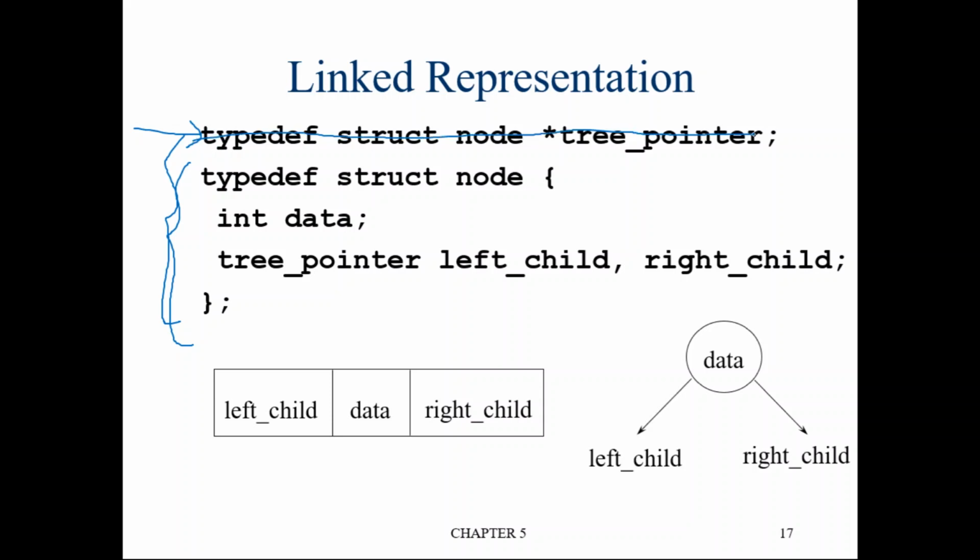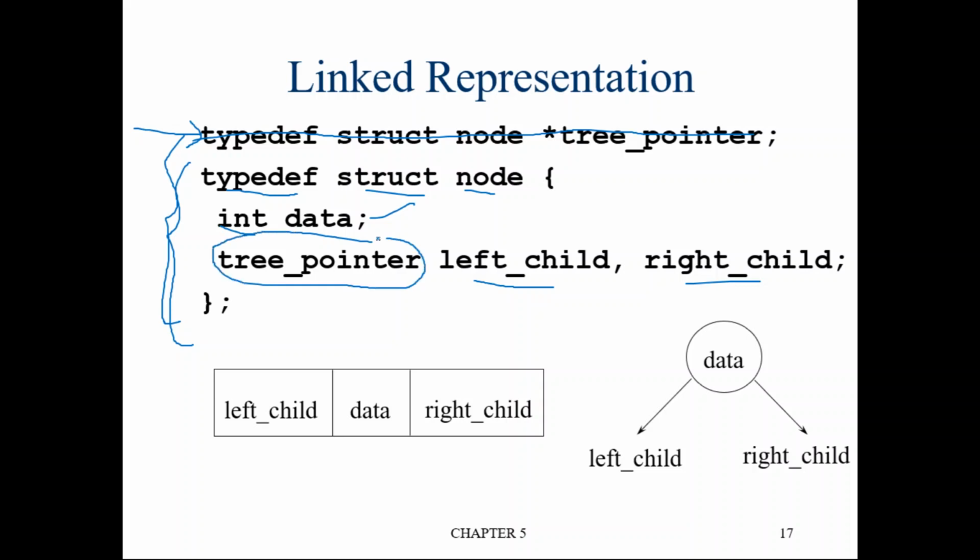Here what we do is typedef struct node. So we are creating struct node and making it a typedef, because we want to make it a user defined data type. Then we are creating a data of type integer, which is the data part. Then we are creating a pointer left child and a right child. These two are pointers, so we are calling it tree pointer.